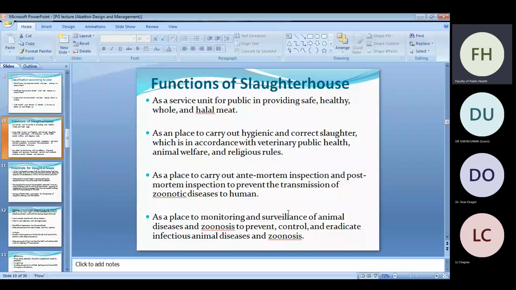Antemortem inspection and postmortem inspection are carried out in an abattoir. Antemortem, in the sense that you prevent animals that are not fit for slaughter from being slaughtered. Then after slaughtering, you also certify that the meat from slaughtered animals is fit for human consumption. We use an abattoir as a place for monitoring and surveillance of animal diseases and to prevent zoonotic outbreaks, and also institute control measures against the spread of diseases.